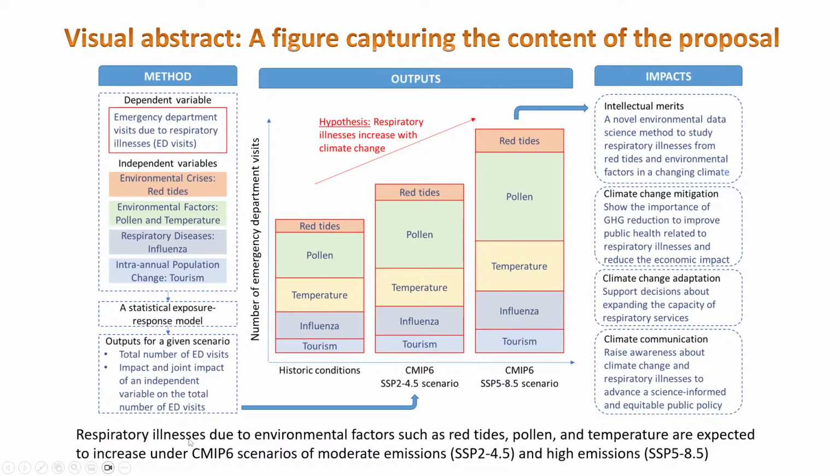So here, respiratory illness due to environmental factors such as red tide. You see these factors here, pollen, temperature, and they are expected to increase under CMIP scenarios. Here, the CMIP scenarios are for moderate emission and high emission. Now if you look at this, you might not know what SSP 2-4.5 is. So now you know that this is moderate emission. 8.5 is high emission, something like this. Okay.